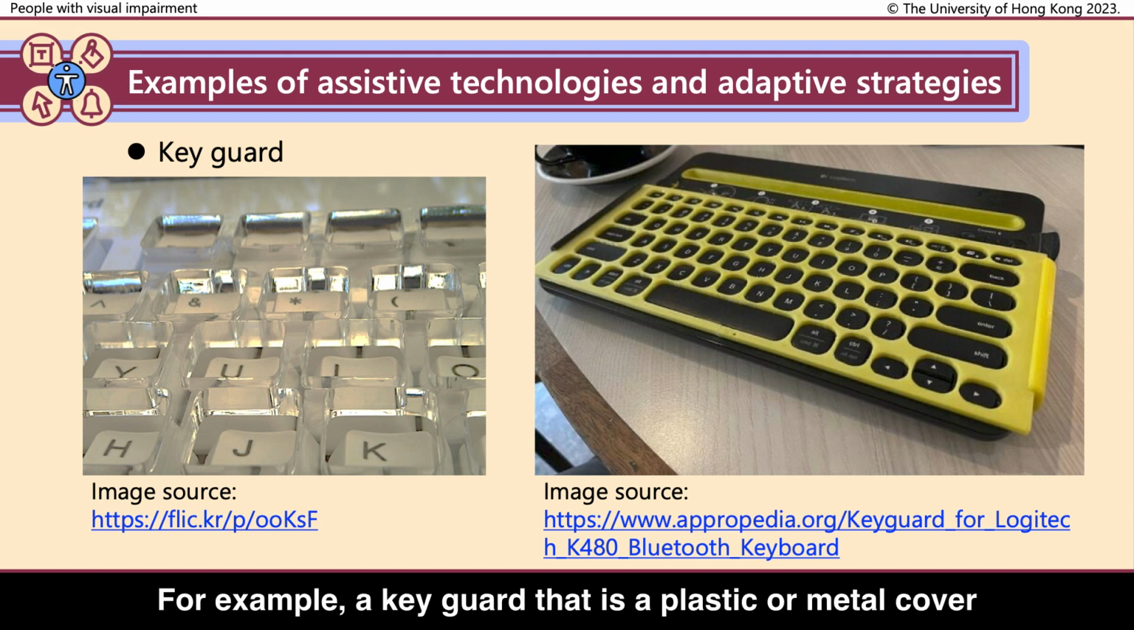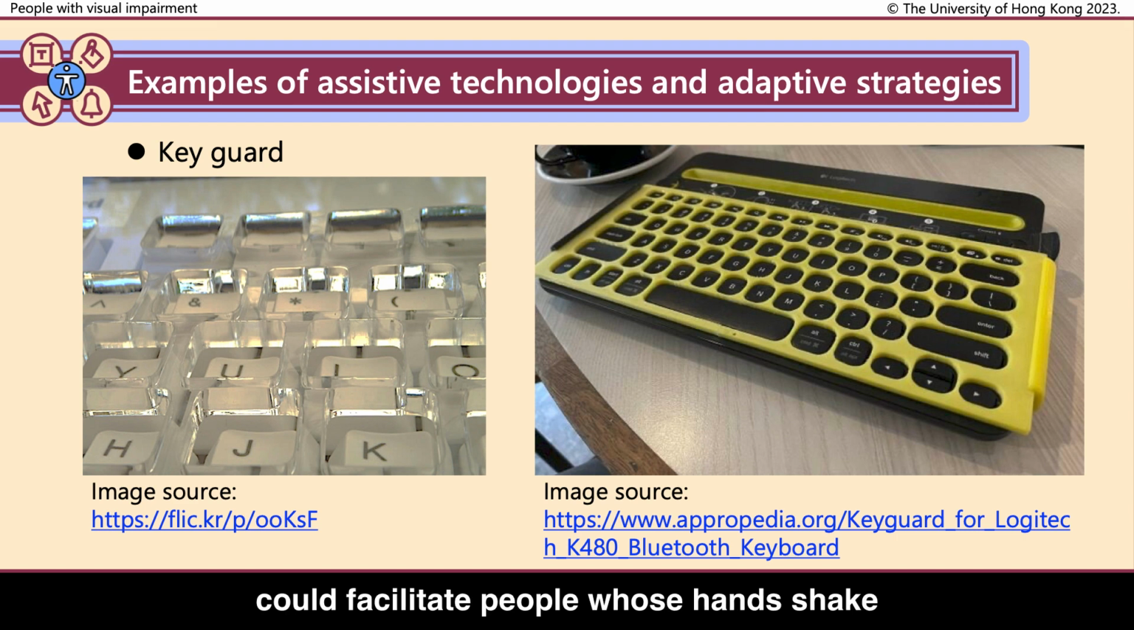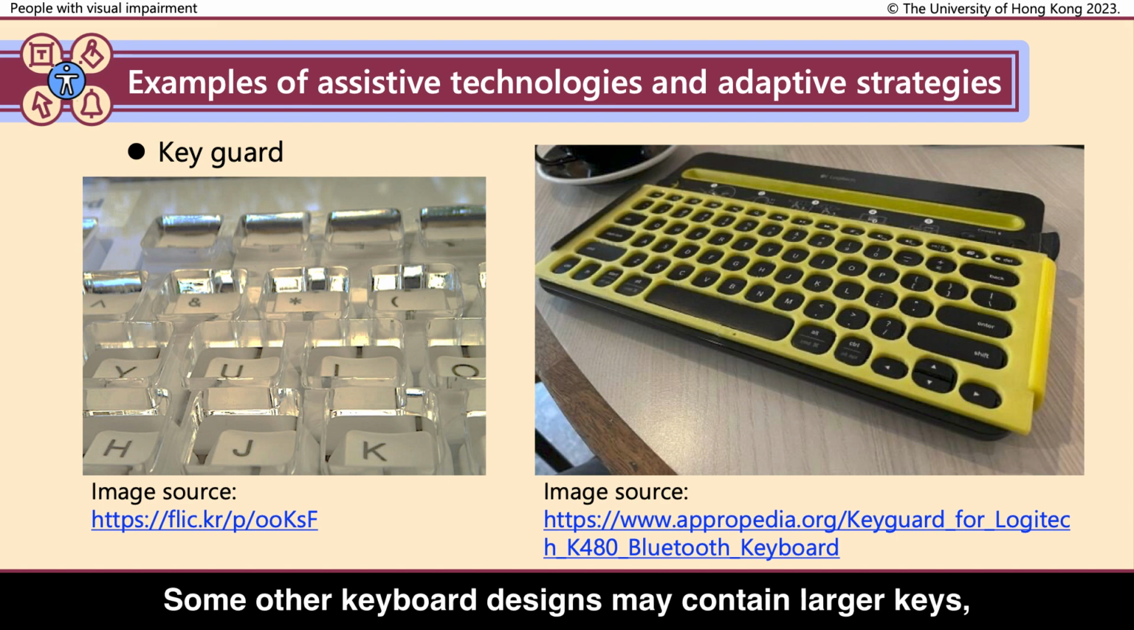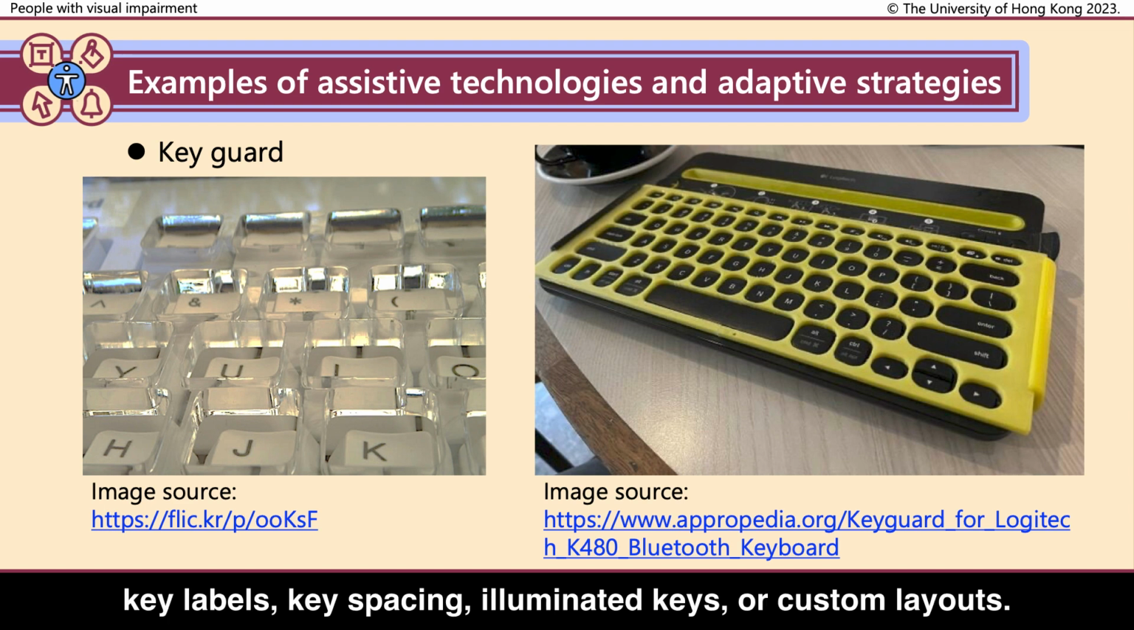For example, a key guard, that is a plastic or metal cover mounted on top of a keyboard, could facilitate people whose hands shake to avoid accidental adjacent key presses or duplicate keystrokes, such as for people with visual impairment. Some other keyboard designs may contain larger keys, key labels, key spacing, illuminated keys, or custom layouts.